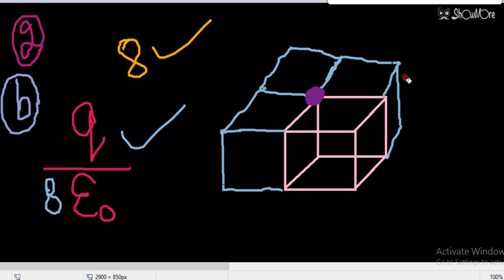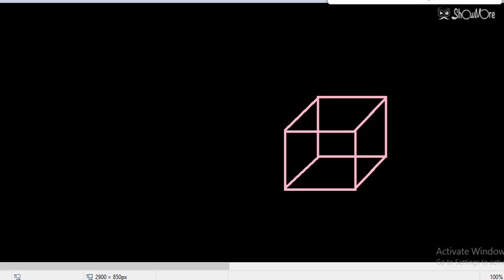So I hope this question is now clear. So now see C part also. Let's see the C part question, which was not given, but I am making a C part question here. So the answer for this question will be 1 by Q by 8 epsilon naught for this question.